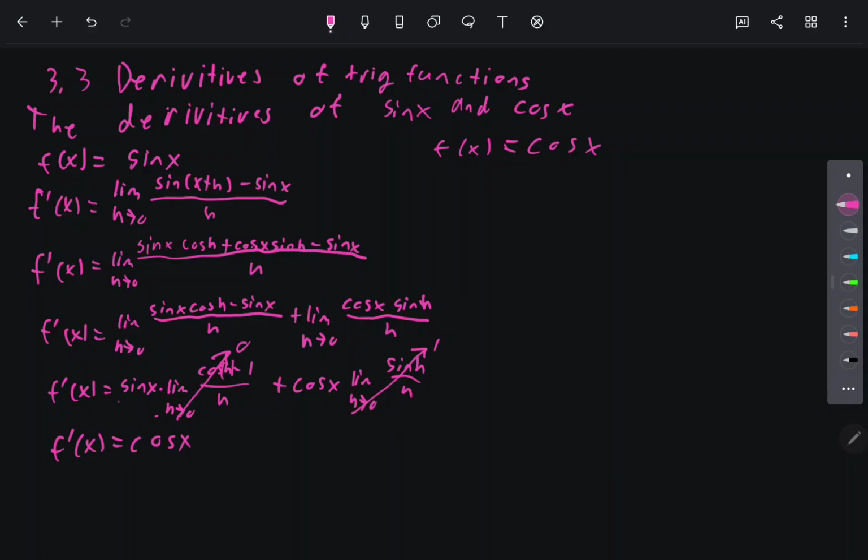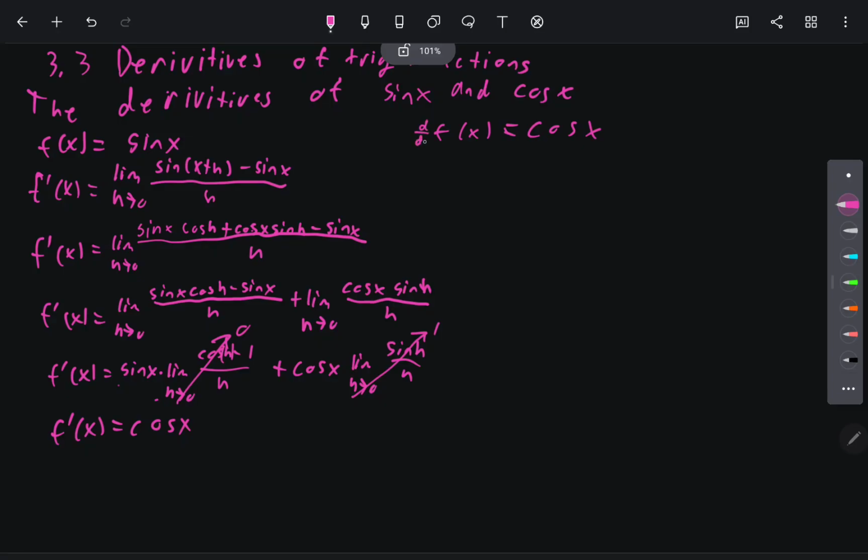What about, how do we show that the derivative of cosine is sine? Or, negative sine rather. We once again start out with the definition of the derivative. So f prime of x is equal to the limit as h approaches 0 of cosine of x plus h minus cosine of x all over h. Alright, let's see. Where do we start?